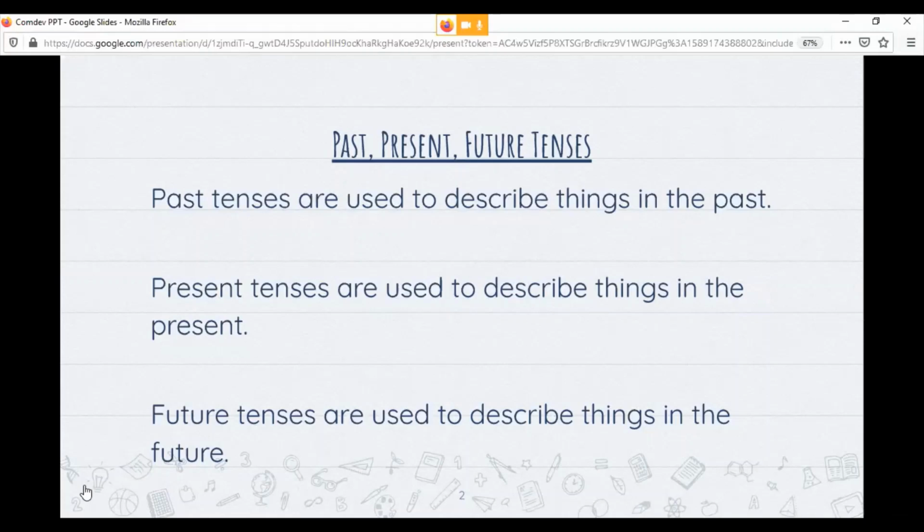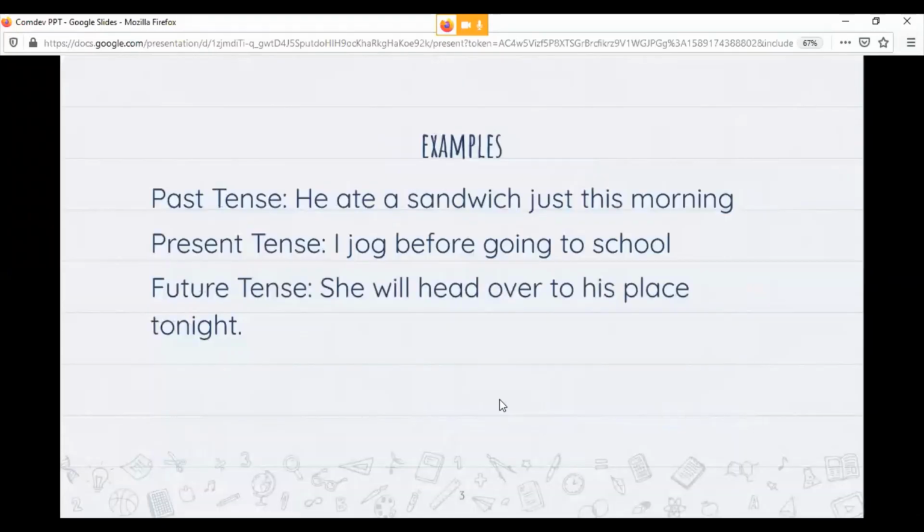Tenses can be classified into three categories: past, present, and future. Past tenses are used to describe things in the past, present for the present, and future for the future. We are now going to provide you some examples. When it comes to the past tense, he ate a sandwich just this morning. So the verb that is used for the past tense is ate. If ate was to become present tense, it would be eat. And if it was becoming future tense, it will be will eat.